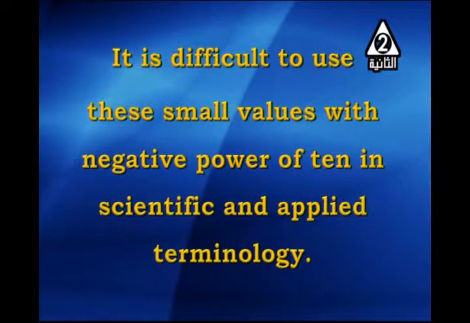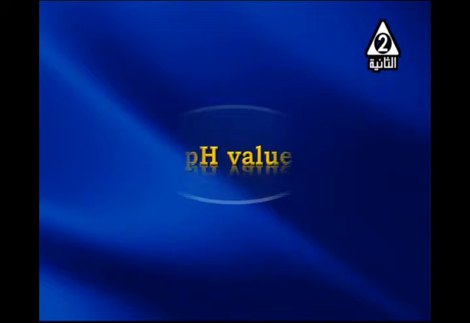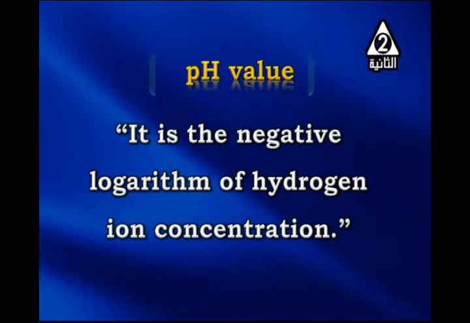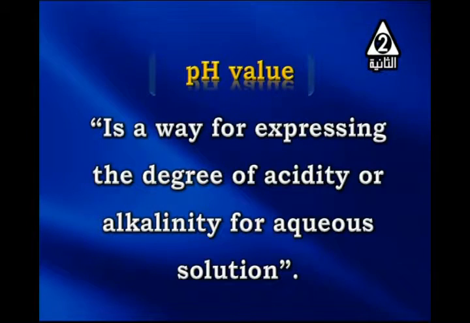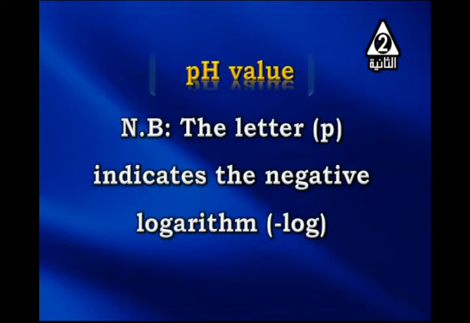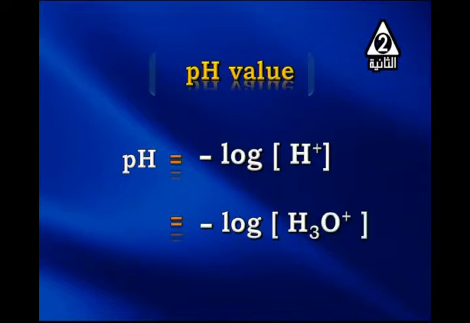My dear students, it is difficult to use these small values with negative powers of 10 in scientific and applied terminology, so we use the hydrogen exponent. Here, the pH value represents the hydrogen exponent, the negative logarithm of the hydrogen ion concentration. So the pH value is a way of expressing the degree of acidity or alkalinity of an aqueous solution. The letter p indicates the negative logarithm, negative log. So the pH value equals negative log of the concentration of hydrogen ion, or negative log of the concentration of hydronium ion.